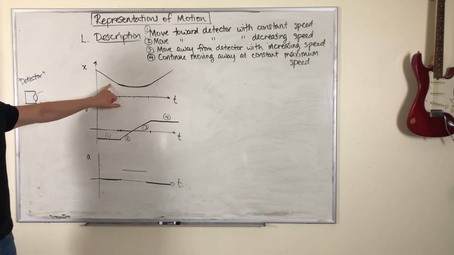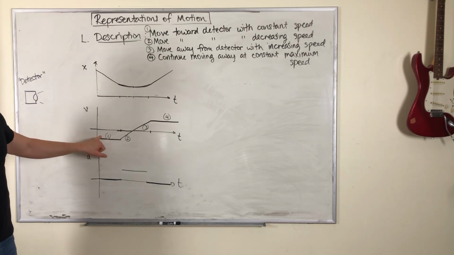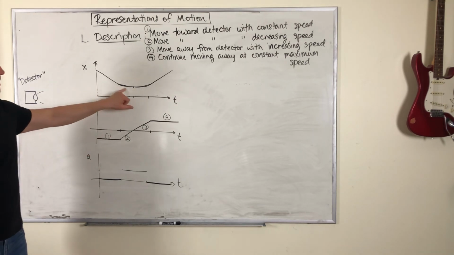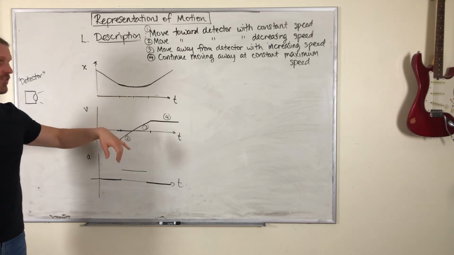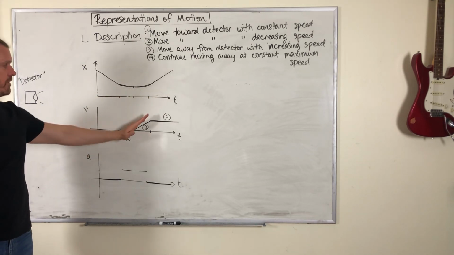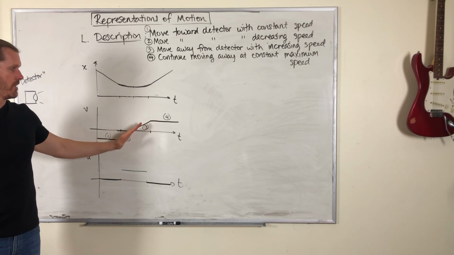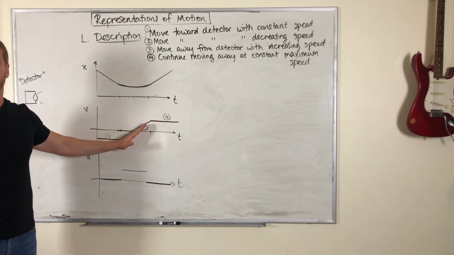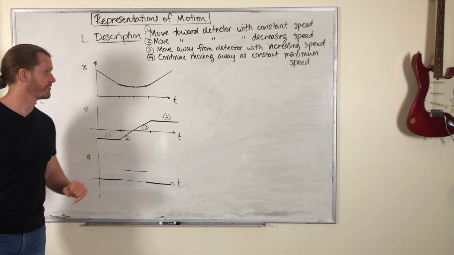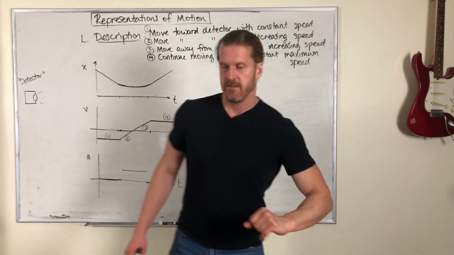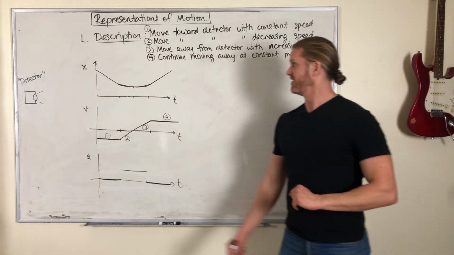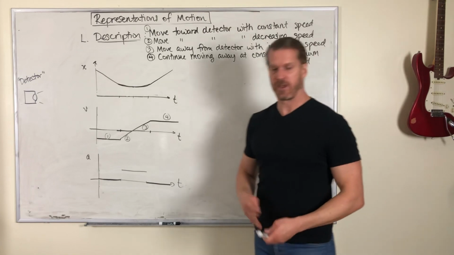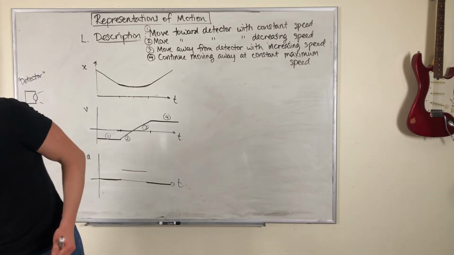Straight lines for position always correspond to horizontal lines for velocity. Parabolic curves for position always correspond to lines of constant slope for velocity. All right, so that's the last set of graphs we had to do. See if there's one more question.